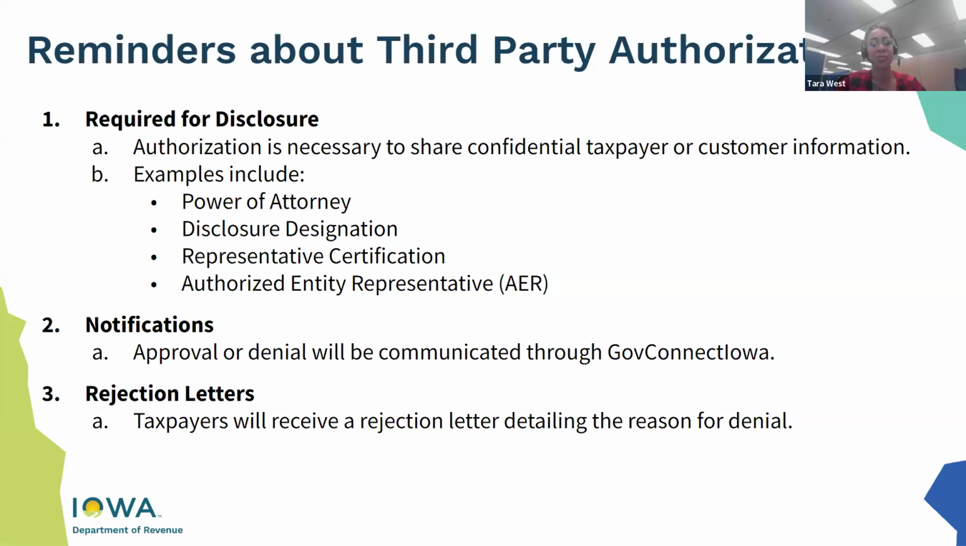I do want to give you guys a reminder that when we do that rejection or approval, in the event it is rejected, a letter will be mailed to the taxpayer, and it will have the physical form with the areas highlighted with the error. So you won't be able to see that physical form on GovConnect Iowa, just know it will come via USPS mail.